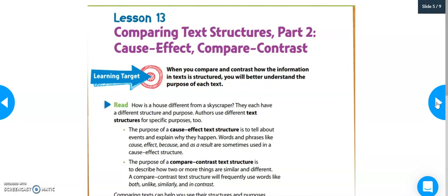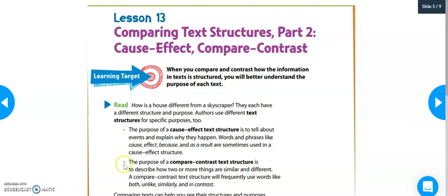Lesson 13 is also comparing text structures, but these text structures are cause and effect and compare and contrast. The learning target for this lesson is the same as the other lesson. When you compare and contrast how the information in text is structured, you will better understand the purpose of each text. The two text structures that are going to be examined in Lesson 13 are cause and effect text structure. The purpose of a cause and effect text structure is to tell about events and explain why they happen. Words and phrases like cause, effect, because, and as a result are sometimes used in a cause and effect structure.